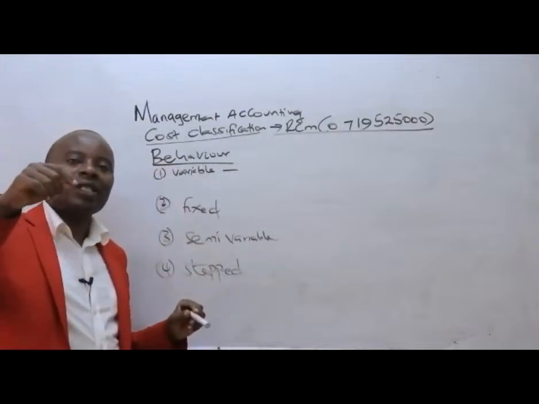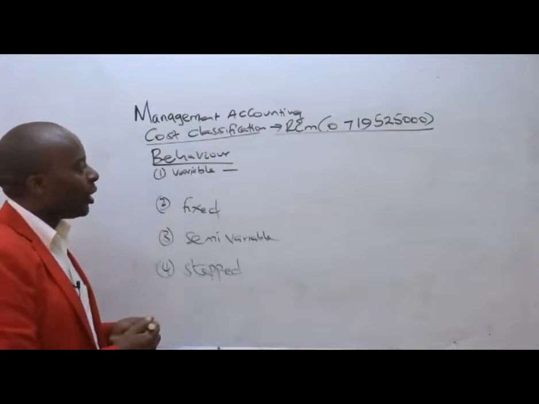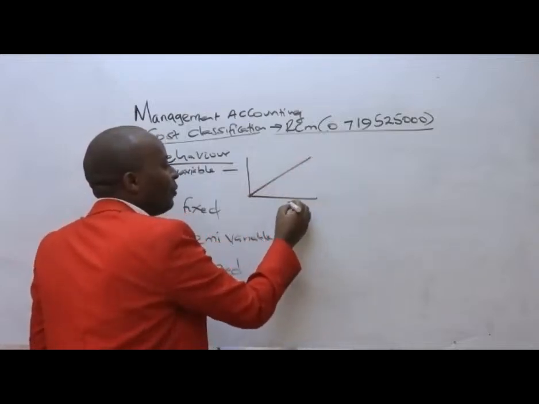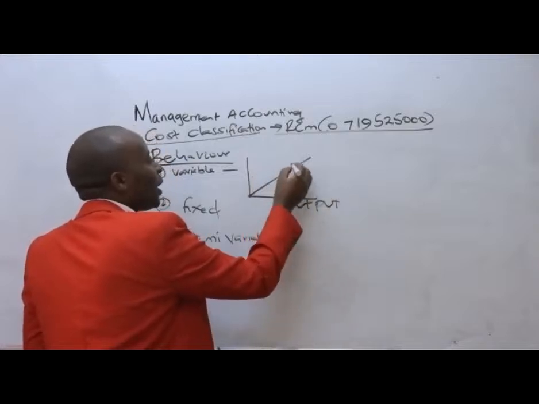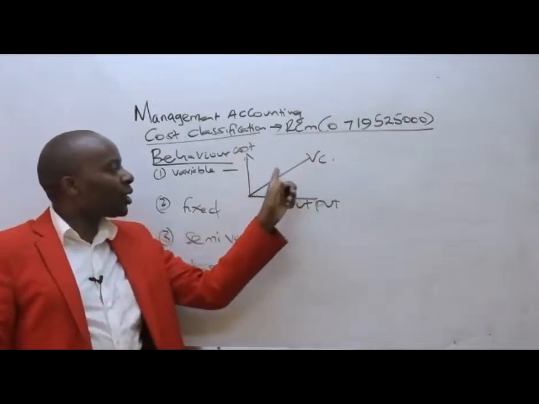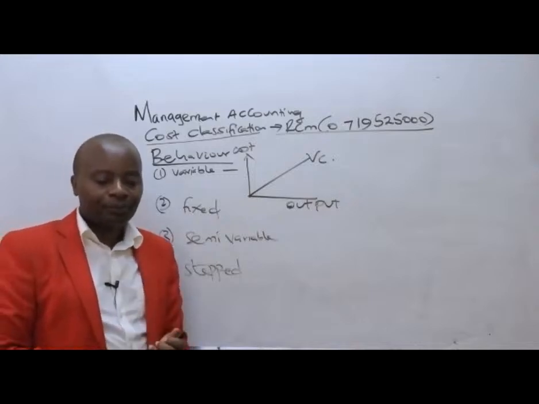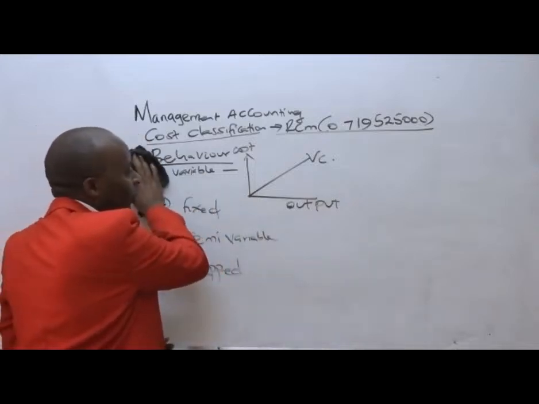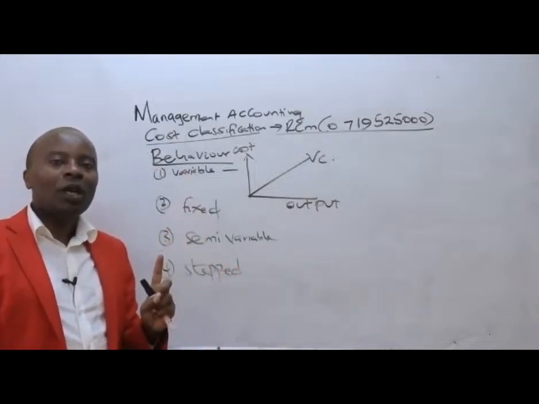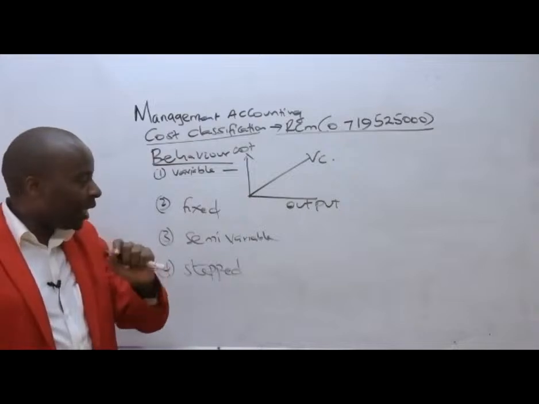These are those costs that change as the output changes, and normally they have a direct relationship. If this is output, then variable cost will behave like this. You can see as the output increases, variable costs are increasing. Great. So that is all about variable cost. Good examples of variable costs include raw materials, timber. The more tables I produce, the more timber I want. So timber cost becomes a variable cost.